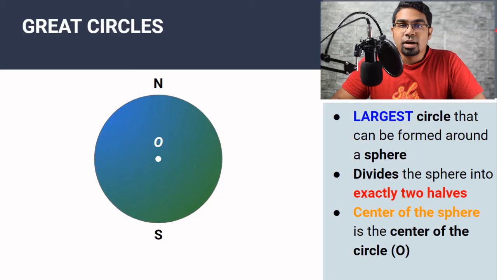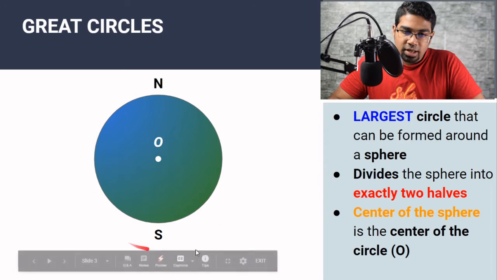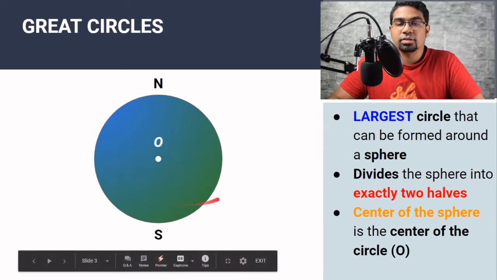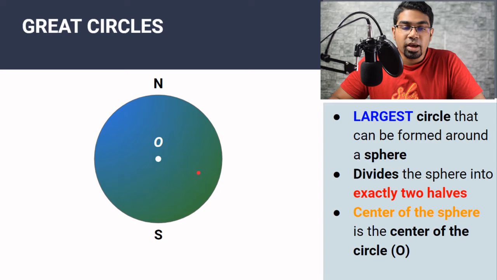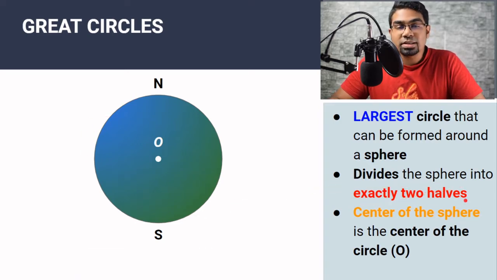Before we can understand the concept of longitudes, we have to start with great circles. A great circle is present in all spheres. So when we look at Earth as a sphere, Earth has great circles too. A great circle is defined as the largest circle that can be formed around a sphere. So when we look at a sphere, the largest circle that can be formed at any point in the sphere is known as a great circle. And a great circle will divide the sphere into exactly two halves, which we know as hemispheres.